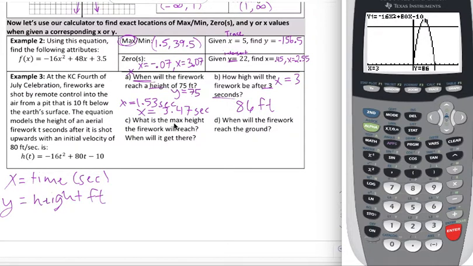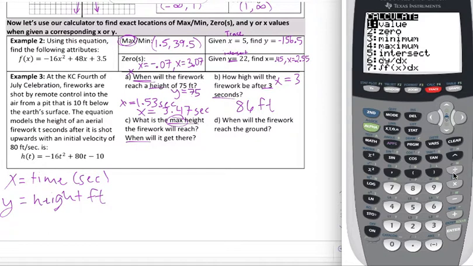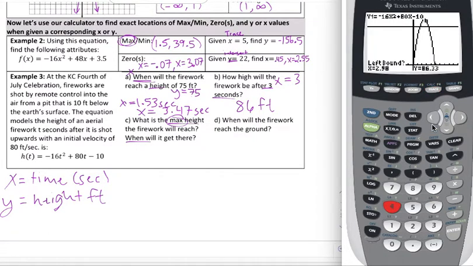C says, what is the maximum height the firework will reach, and when is it going to get there? So it's asking for my y value and my x value at a maximum. So we're going to go second trace, and we're going to find its maximum. I need a left bound, so I'm going to pass it on the left. I want to pass my maximum, which is right at the top. So I'm going to pass it on the left, press enter, and now it says right bound, so I'm going to go ahead and pass it on the right and press enter.